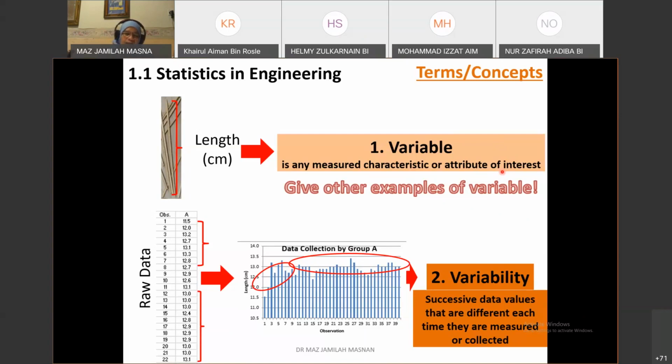Variability actually came from the word variable. We know that from the data. Let's say we are talking about data set A here. What happened here? We have what we call differences from observation to observation. This is what we call variability. So what is variability defined as? It is the successive data values that are different each time they are measured or collected. So from observation 1 until observation 40, they are all different, and maybe some of them are similar, but most of them are different.